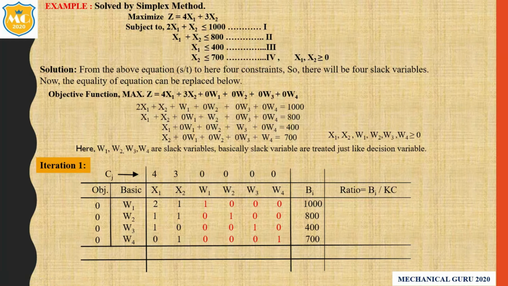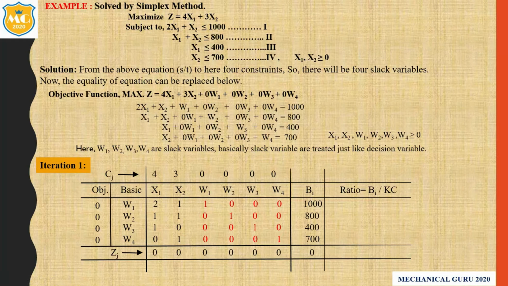Now next we have to find the Zj value. How to find the Zj value? It's simple. It is the summation of the product of the coefficients of the basic variables and the respective coefficients of the column. So here 0 into 2 plus 0 into 1 plus 0 into 1 plus 0 into 0, so that is 0. Similarly we find all the values.